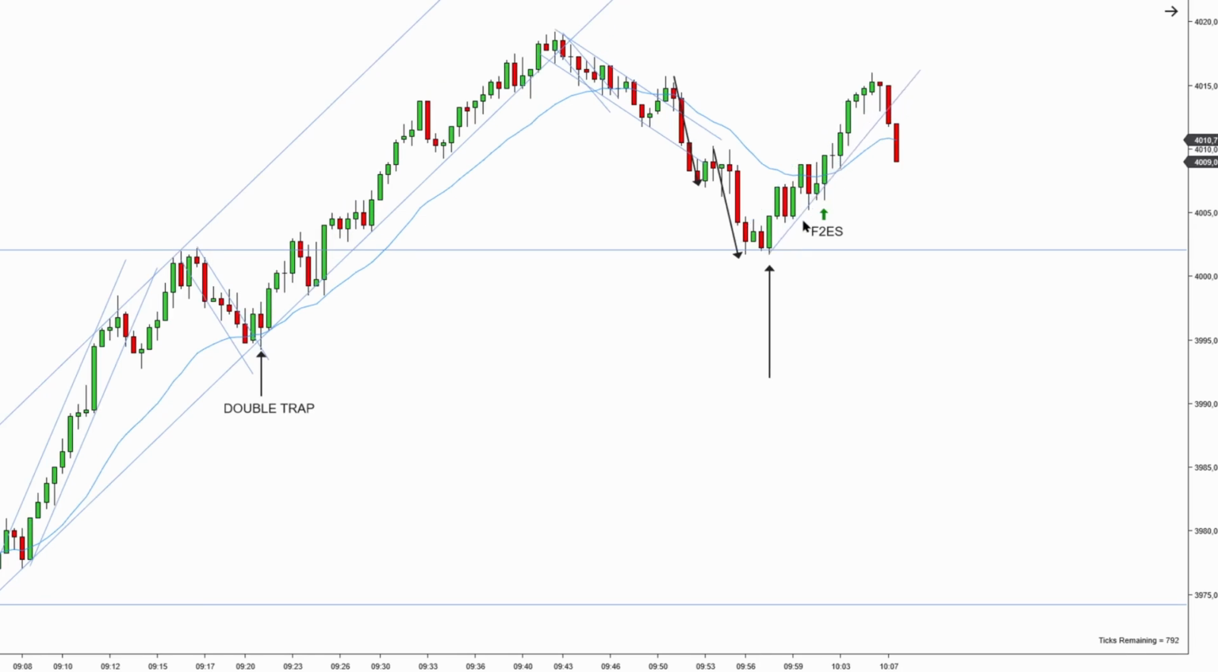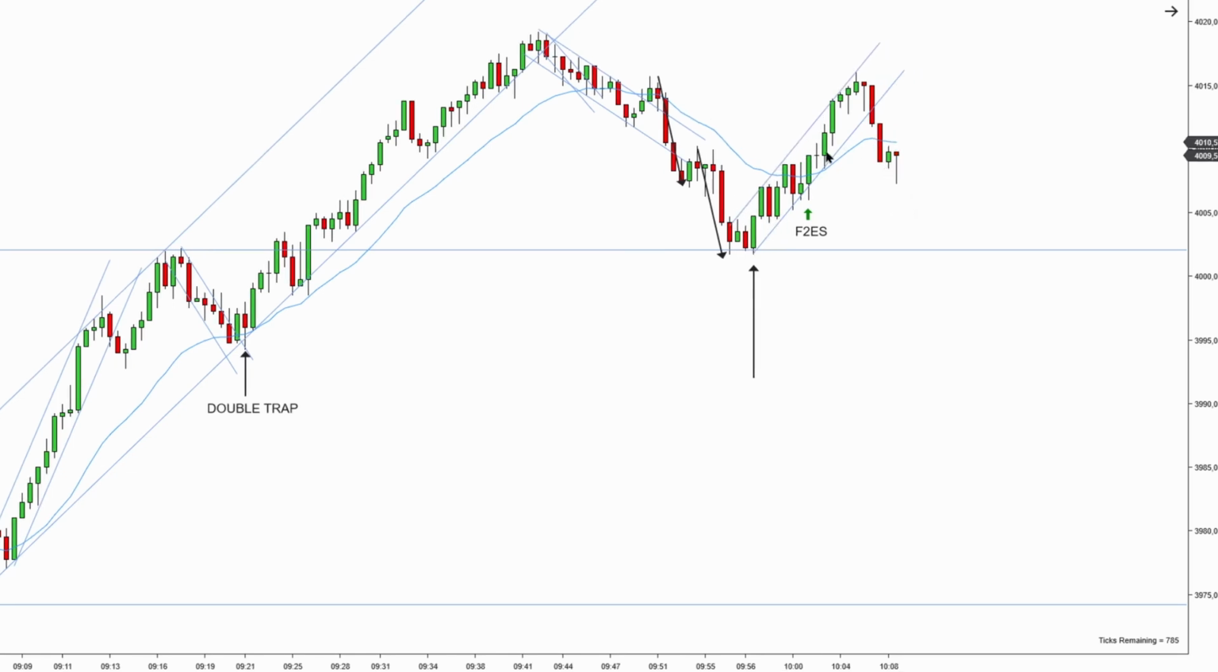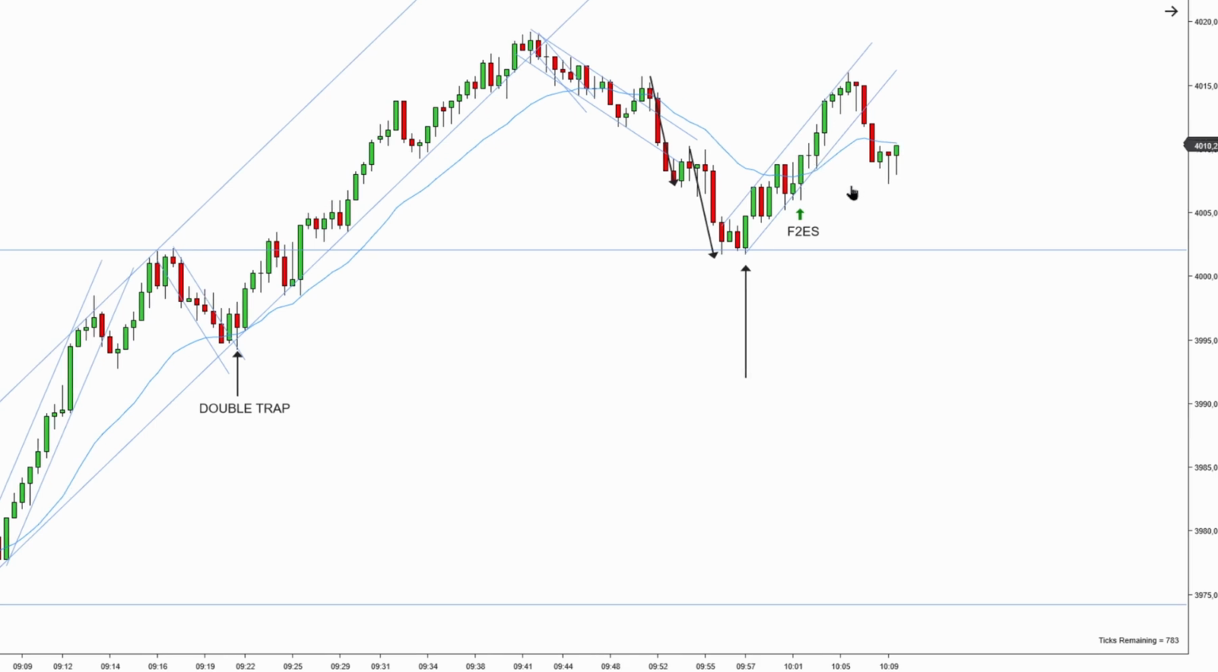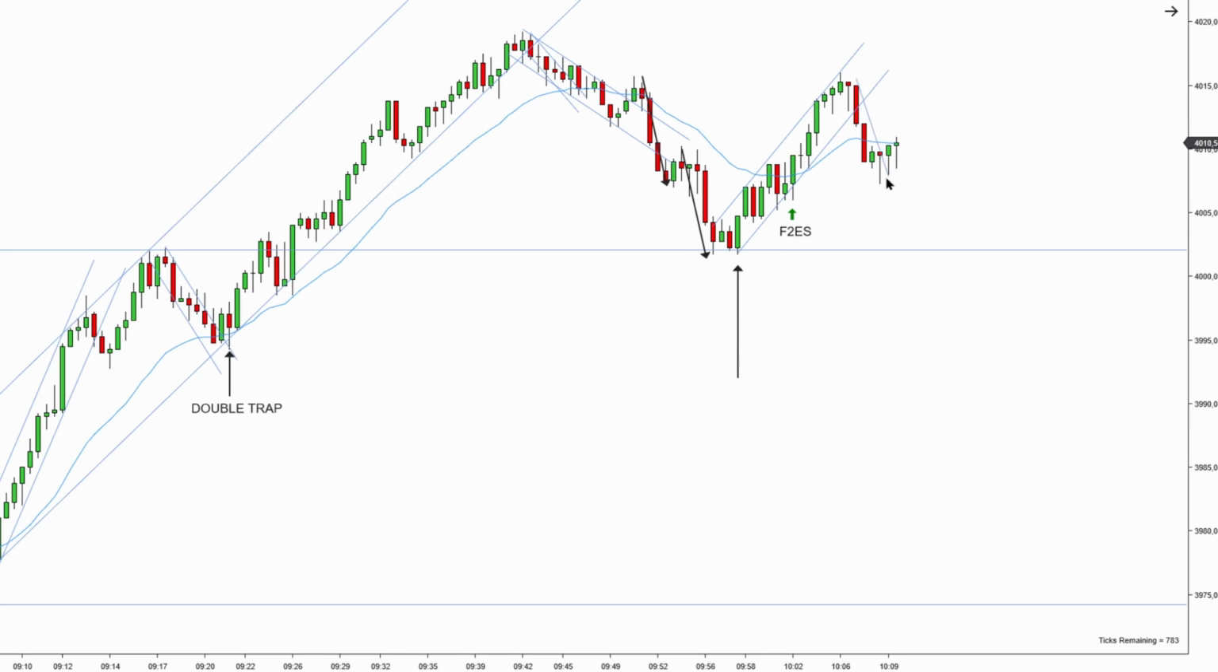You can actually extend the uptrend a little bit. This is where my runner got stopped out at break even, because once the scalp is made, I pull my runner at break even because I don't want to risk anything more on the table. So at this point when I'm watching this, the structure is more bullish.